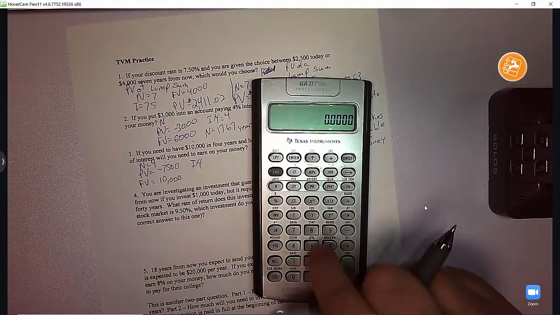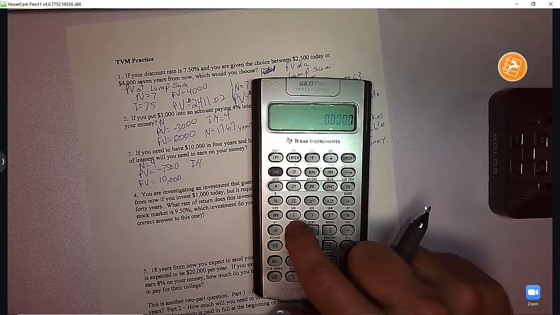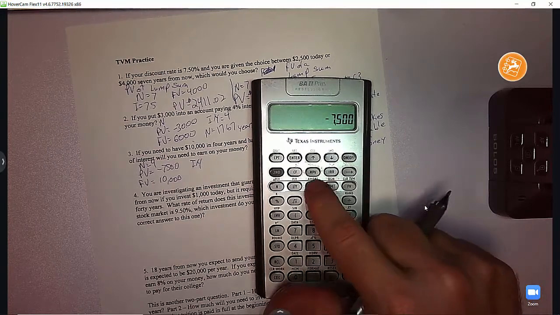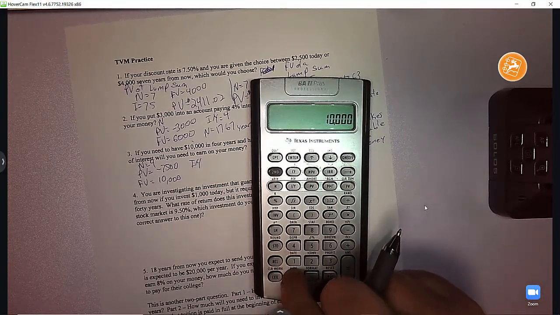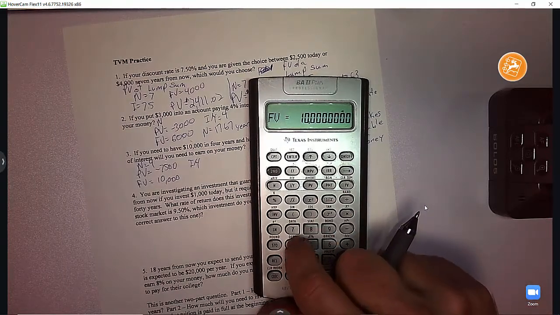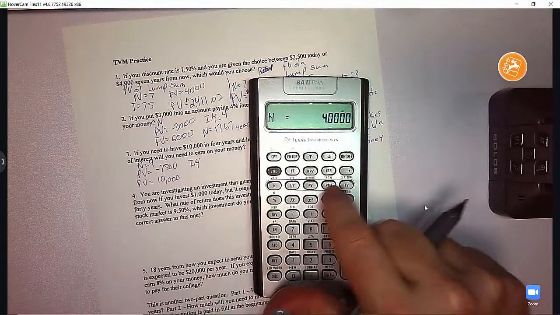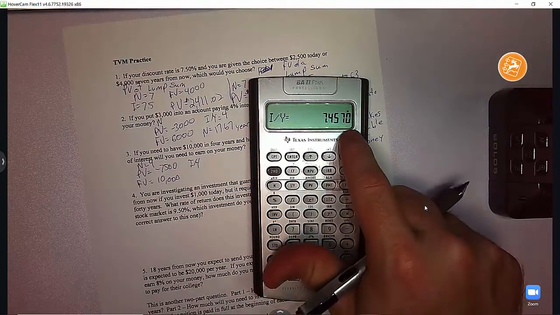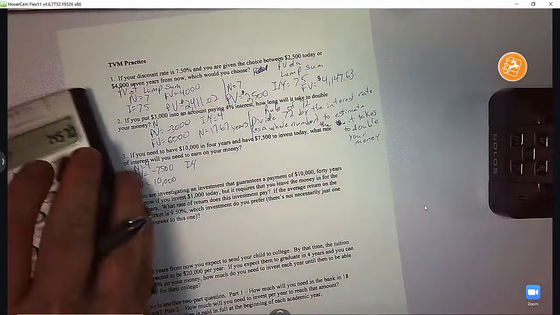Okay. Try that again. Negative 7,500 is my present value. 10,000 is my future value. N is equal to 4. And I'm going to compute my interest rate at 7.46%.